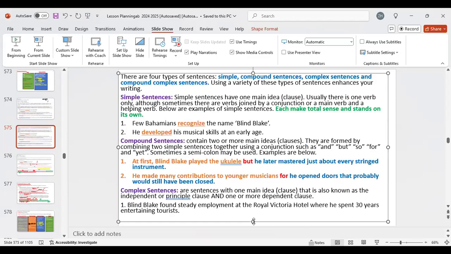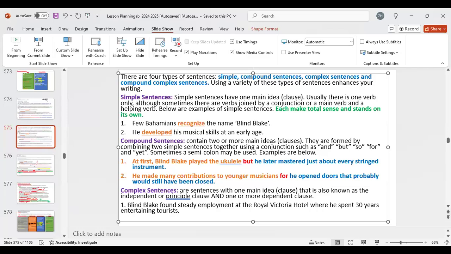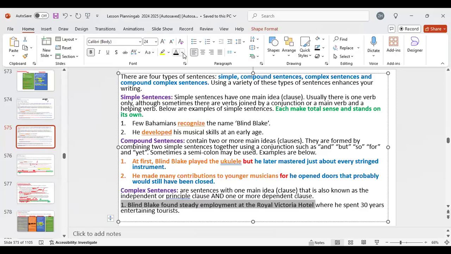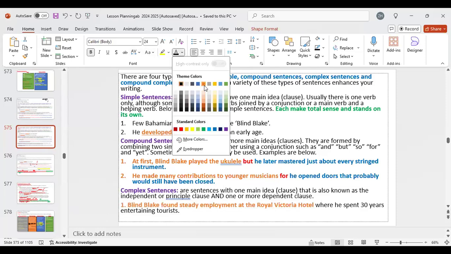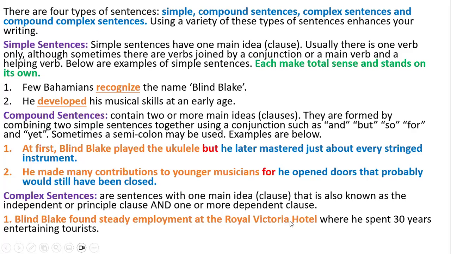Now, what are we looking for in this sentence? We are looking for the independent clause, and we are looking for the dependent clause. We're looking for that independent sentence that stands on its own, and then the dependent phrase that cannot stand on its own. So here, I'm going to highlight this part, the independent clause. It could stand on its own. How do we know that? It says literally, Blind Blake found steady employment at the Royal Victoria Hotel.